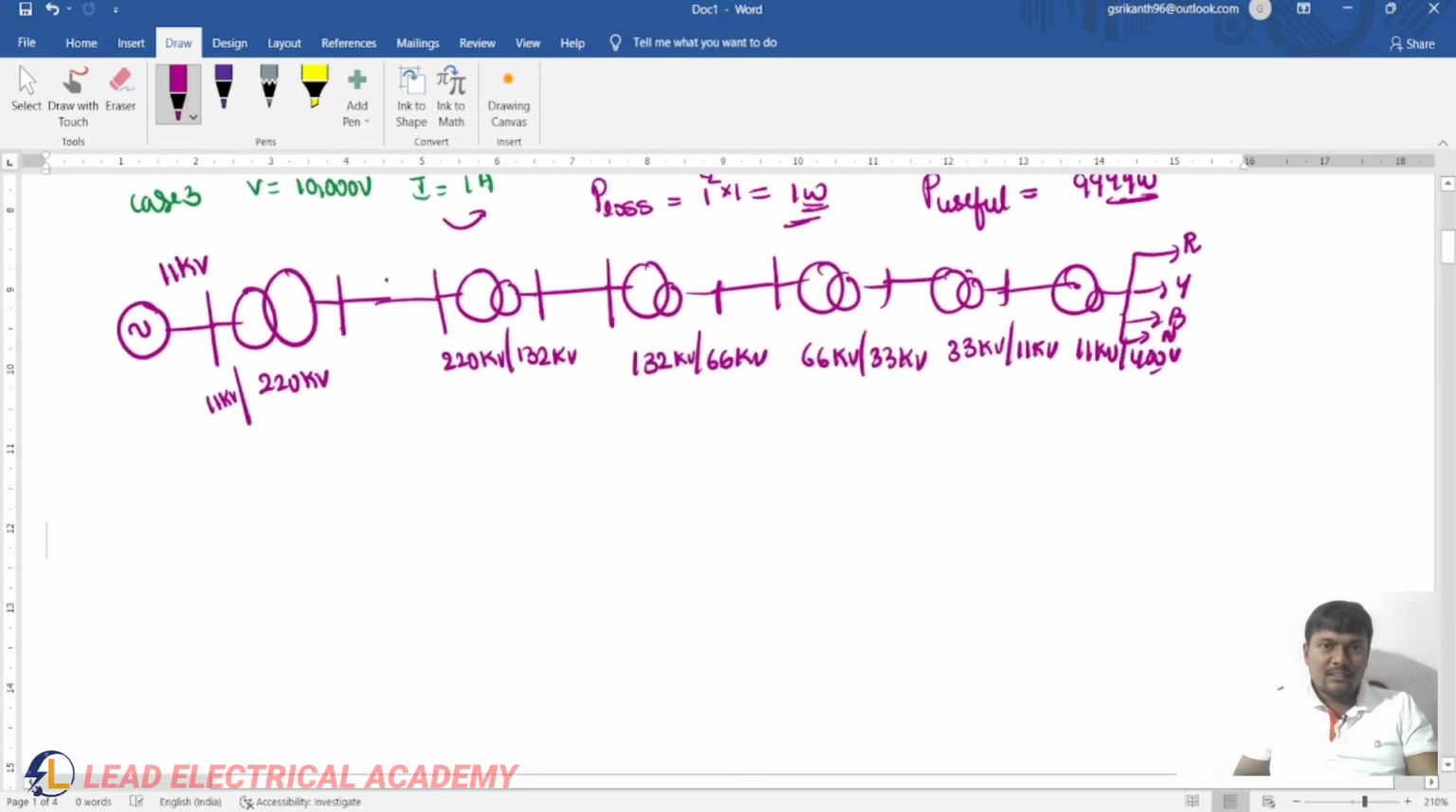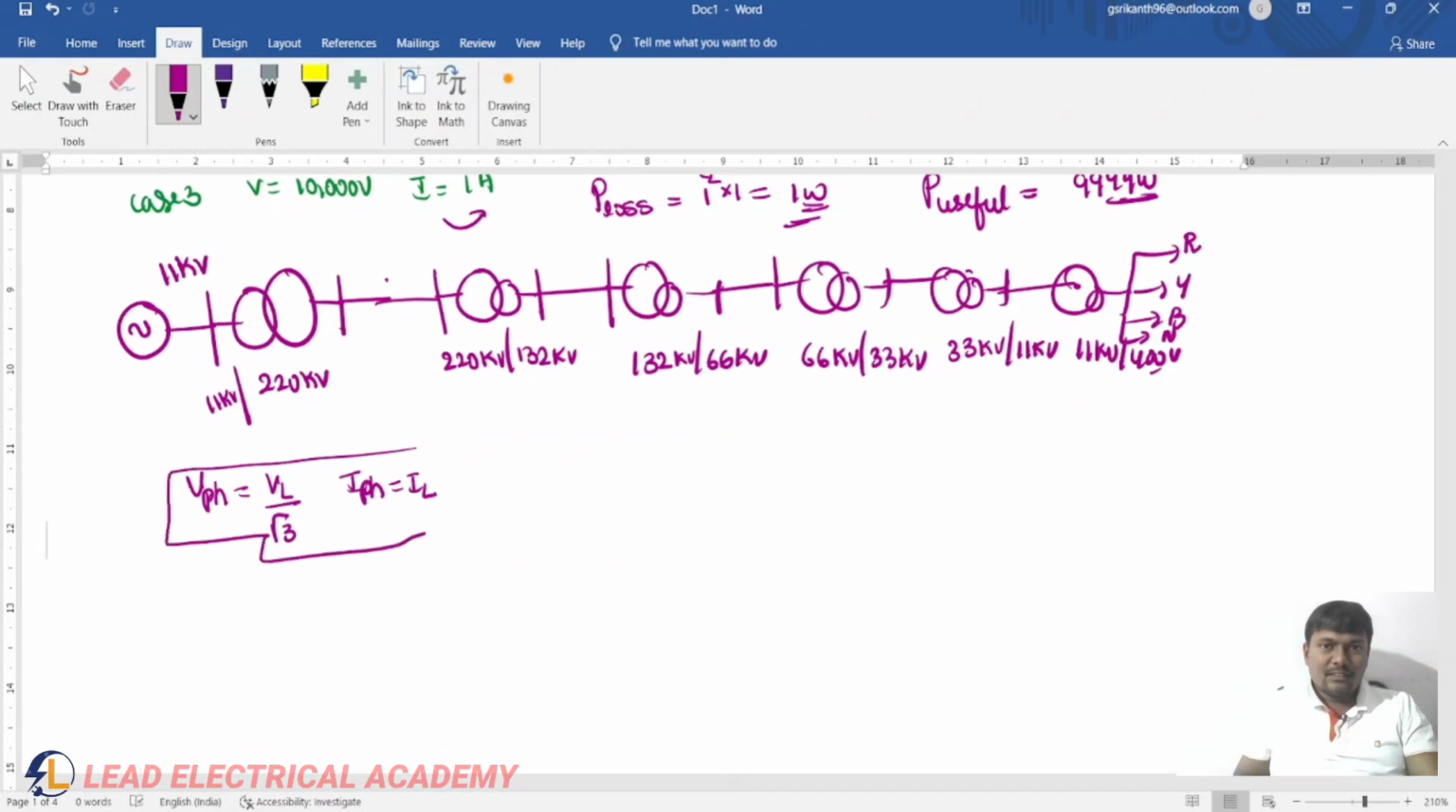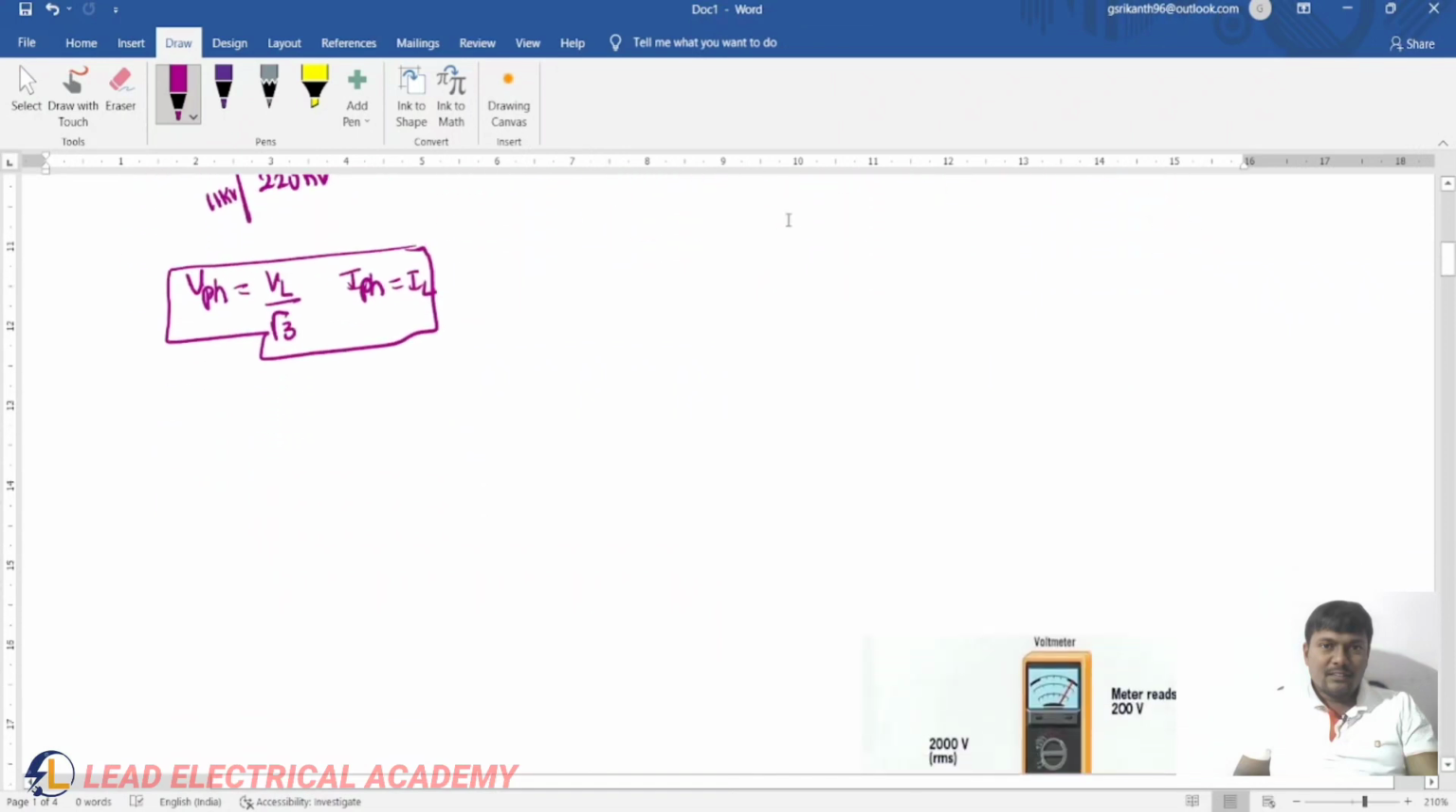And we know that the phase voltage is 230 volts. In a star connection, V phase is equal to VL by root 3 and I phase is equal to IL. The advantages of star were also discussed in three-phase circuits. Neutral point is available in star.